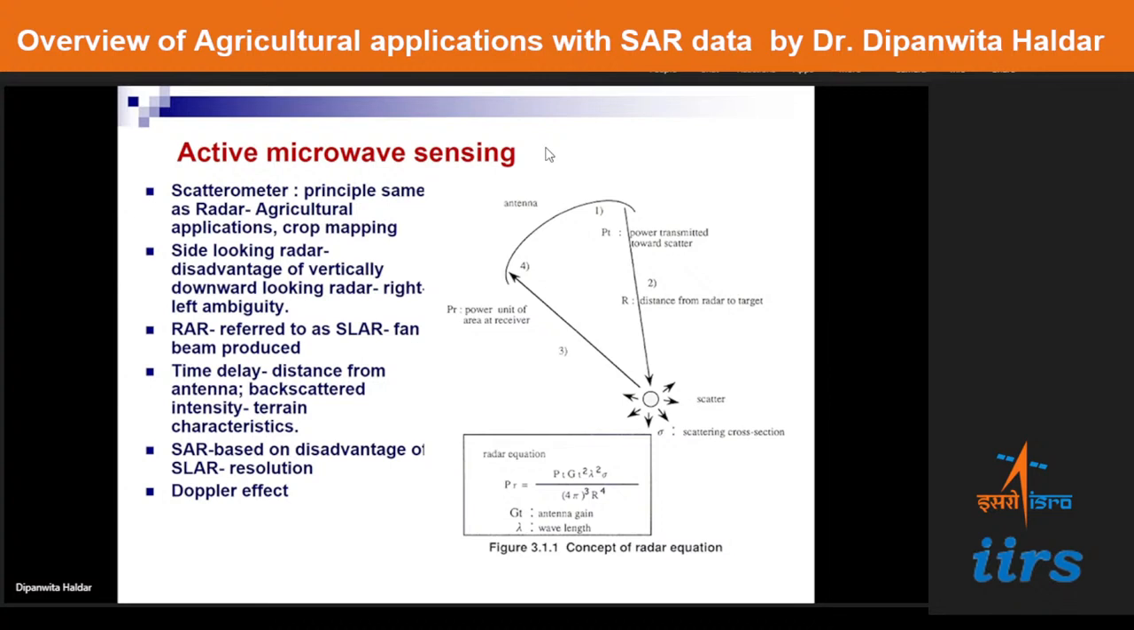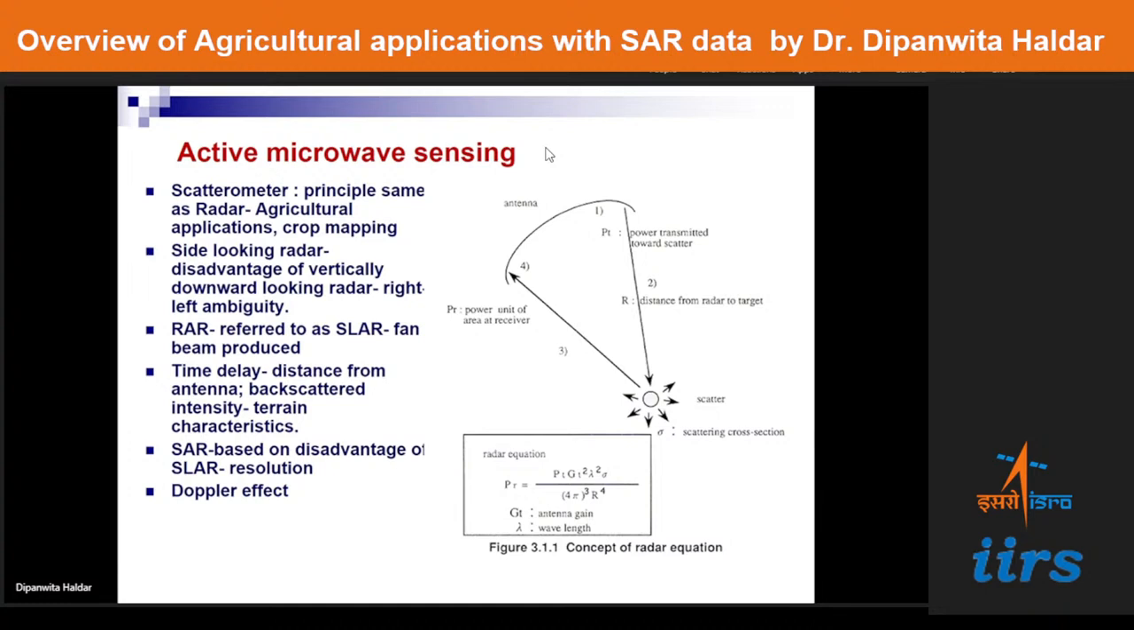So there may be RAR, that is real aperture radar, and SLAR. The time delay is measured, the distance from the antenna, and the backscattered intensity gives rise to the terrain characteristics. What backscatter is sensed in the receiver, whether it is low, high, or medium, gives us an indication of what the terrain is like. What properties of the terrain affect the backscatter, we are going to discuss in detail.